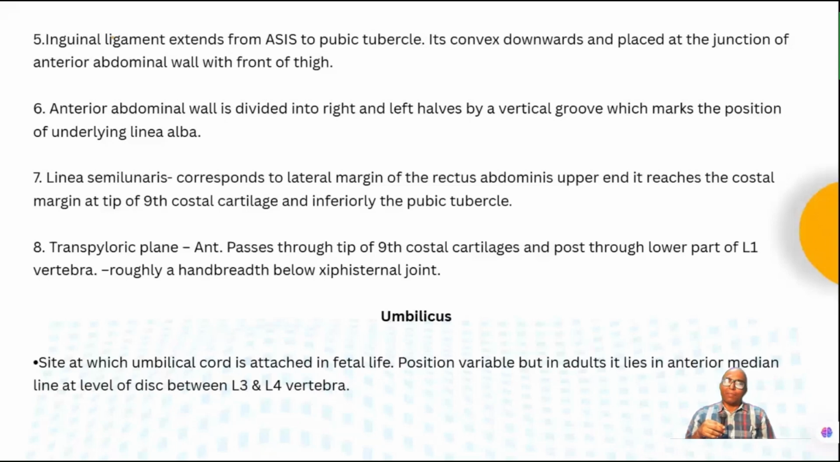Okay. Then transpyloric plane we have already seen. Anteriorly it passes through the tip of the ninth costal cartilage and posteriorly through the lower part of the L1 vertebra, roughly a handbreadth below the xiphisternal joint. Okay. Now coming to the importance of umbilicus. Umbilicus is a site at which the umbilical cord is attached in fetal life. Position is variable, but in adults, it lies in the anterior median line at the level of the disc between the L3 and L4 vertebra.